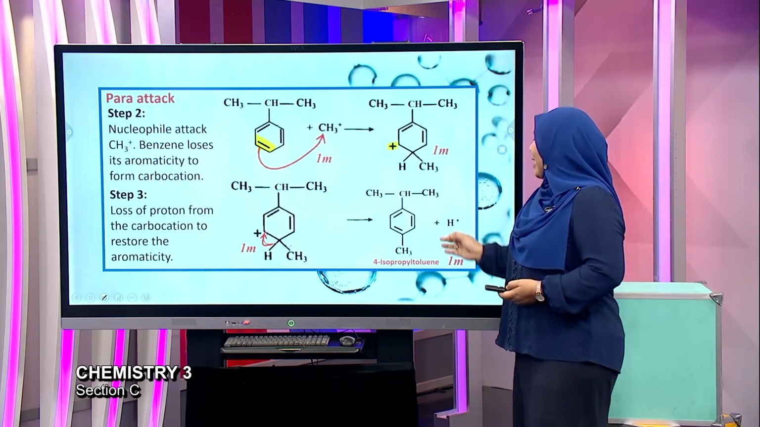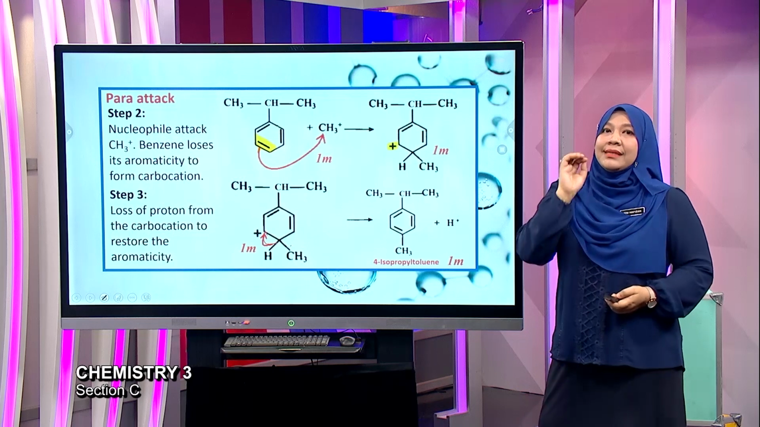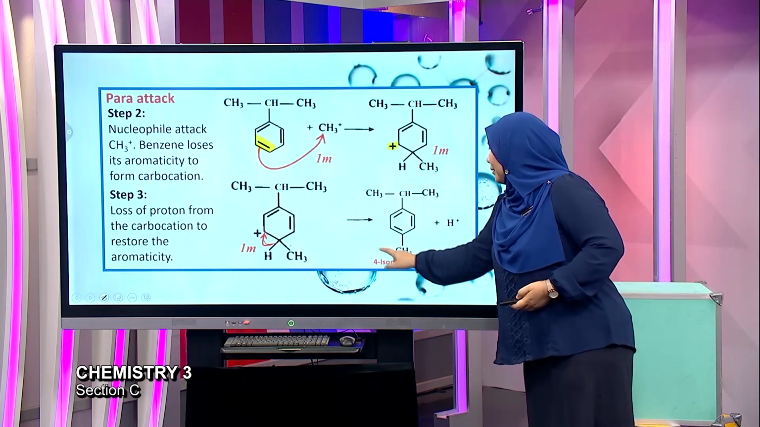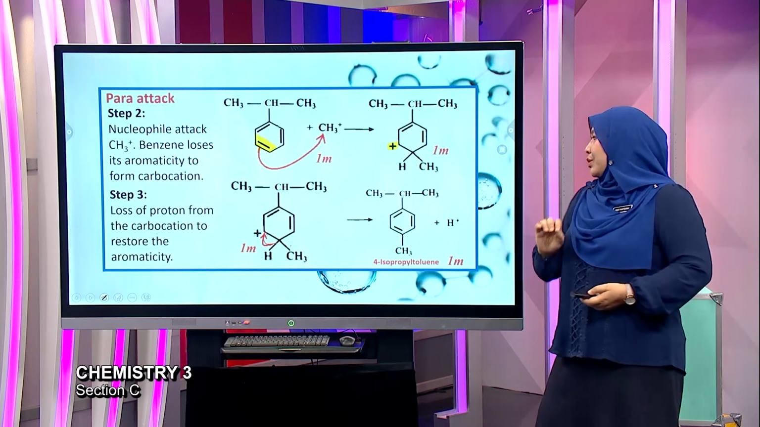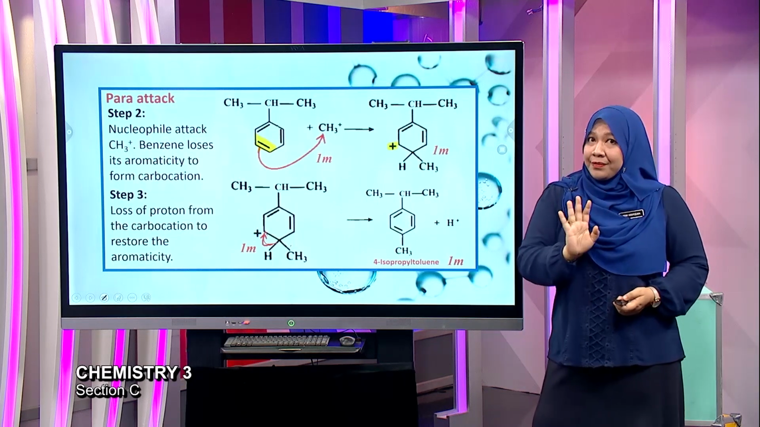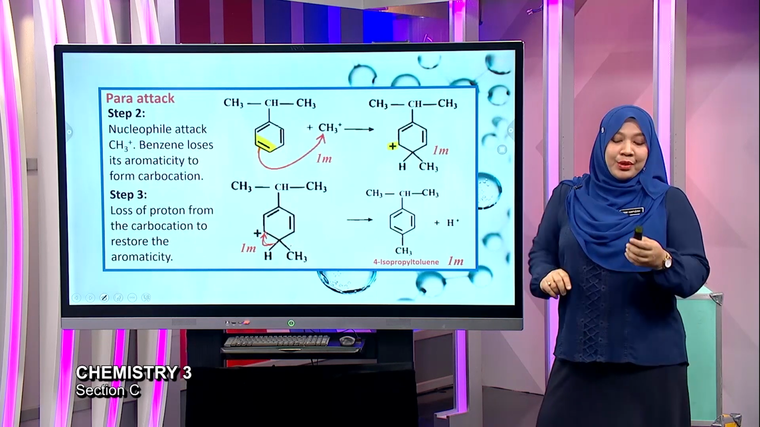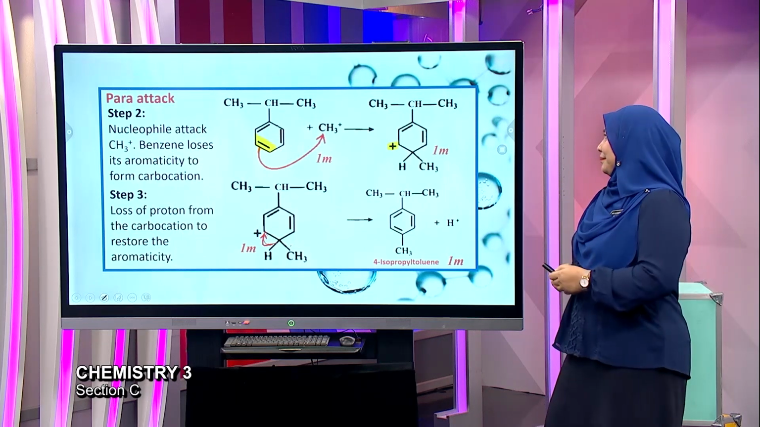And then next, when you draw the final product, which is this, the name is 4-isopropyl-toluene, which you don't have to name the final product, plus water, will give you another 1 mark.